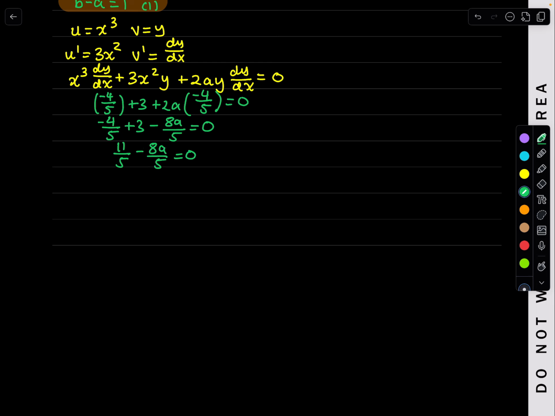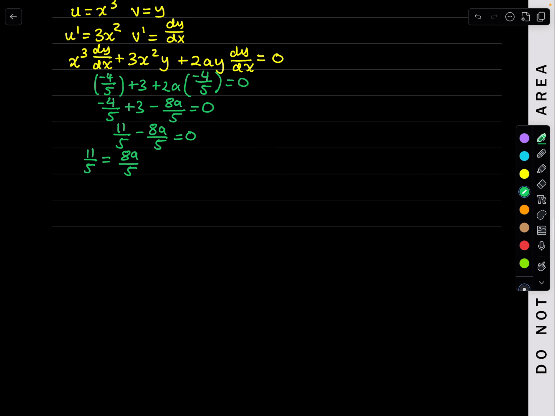So I'm going to bring that 8a/5 to the other side. 11/5 equals 8a/5. You can see they both have denominator 5, so we can cancel those out, and it'll just become 11 equals 8a. Divide both sides by 8, and we get a equals 11/8. So we got our a value done.